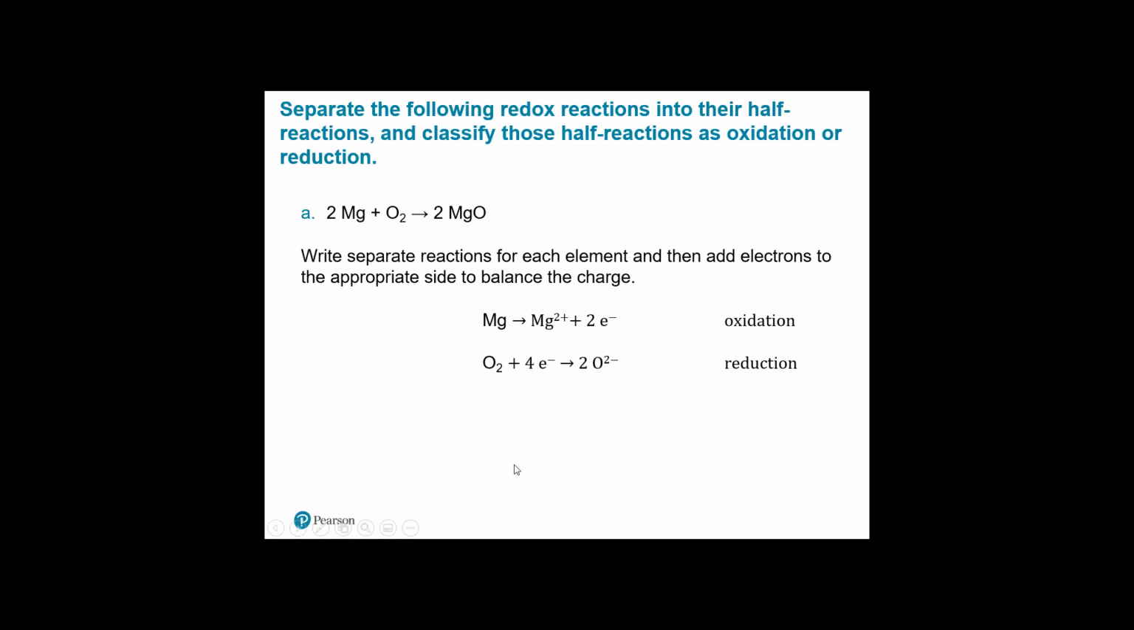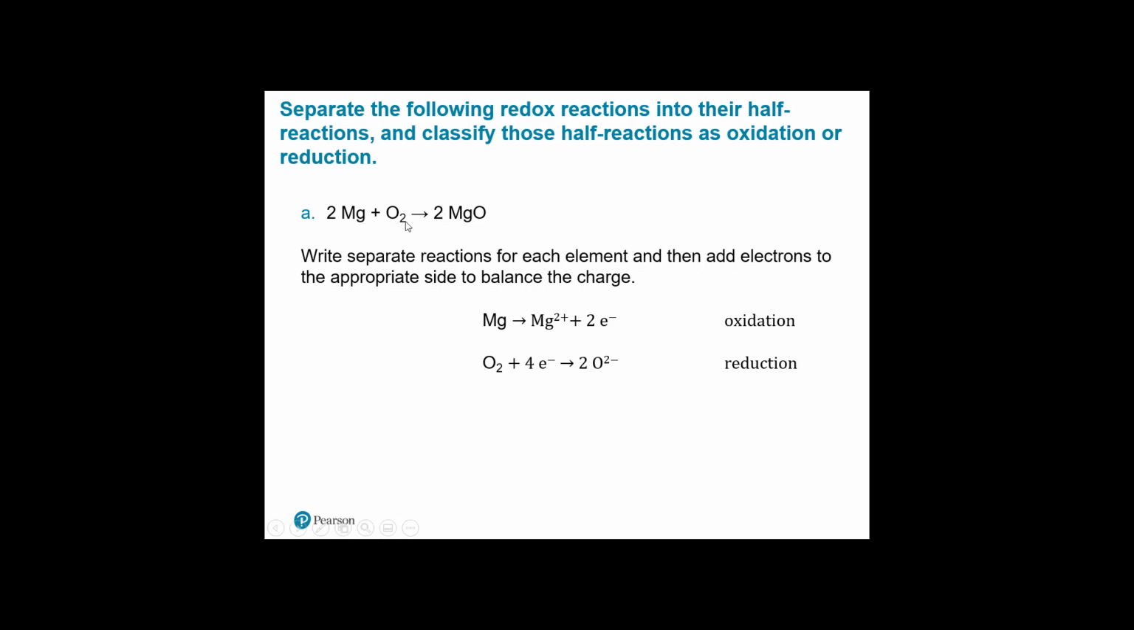We need to follow the electrons. So in this case, you go from a 0, so I would write a 0 here, to a +2. So I go from a 0 to a +2. That means I've lost 2 electrons. That's an oxidation. I now go to my oxygen. I have a 0, and I go to a -2. So it goes from 0 to -2.